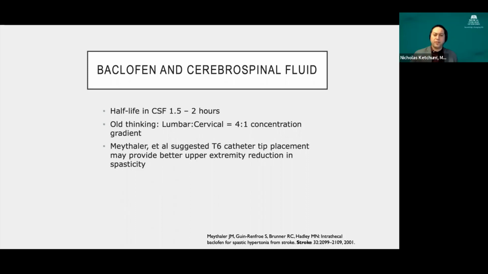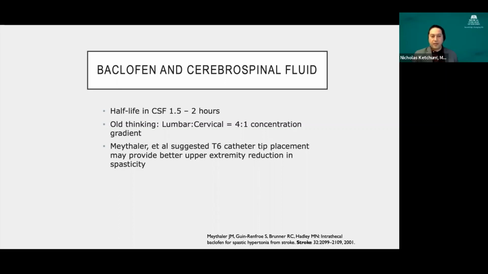The catheter level was typically at the mid-thoracic level, about T6, which was suggested to hopefully get better upper extremity effect. The old thinking was that because people are upright most of the day and because of the flow of the CSF, the concentration of baclofen in the CSF had a lumbar to cervical 4-to-1 concentration gradient, largely because of gravity. So to really reach the cervical region, you might have to increase the dose.